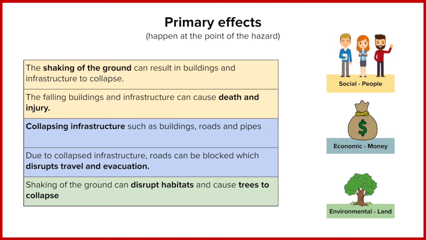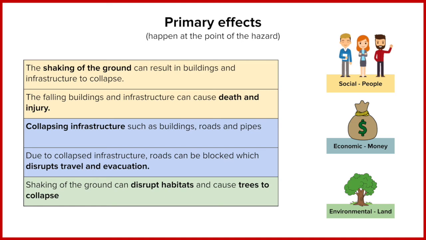That collapsed infrastructure is also going to disrupt the travel and evacuation of people in the immediate term. And in the longer term, this can still have an impact. If we can't get to locations, it's going to slow the recovery of the area as well, which is both economic and social. And then the shaking of the ground can disrupt habitats. We looked last lesson at how landslides and liquefaction occur. These are all changing the nature of what that environment once looked like.